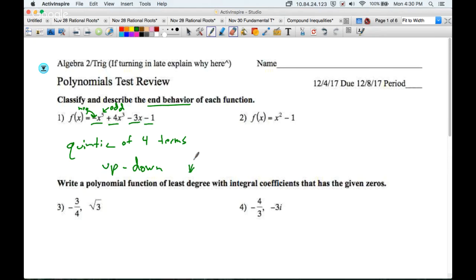So something looks a little bit like this. Or there we go. And it would cross the y-axis at -1. And if we wanted to find its x-intercepts, we'd have to do some factoring and other techniques.